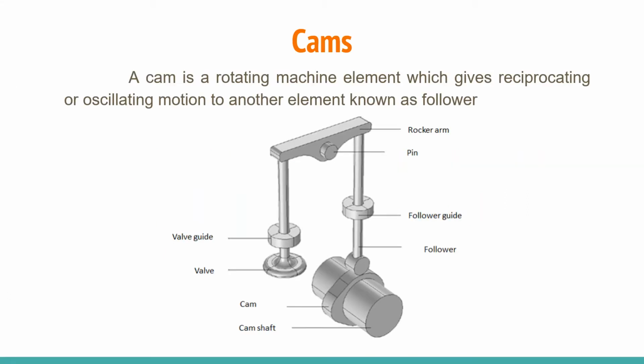First, we have to know what is a cam. A cam is a rotating machine element which gives a reciprocating or oscillating motion to another element, known as the follower. The cam rotates and translates the motion to the next object, converting this rotary motion into a reciprocating motion. That is the purpose of the cam.